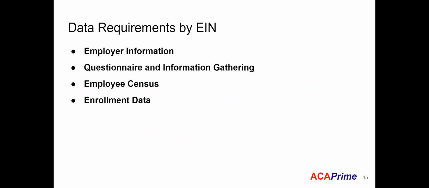Data requirements by EIN. Four main things we need for each EIN: employer information, questionnaire and information gathering, employee census, and enrollment data.